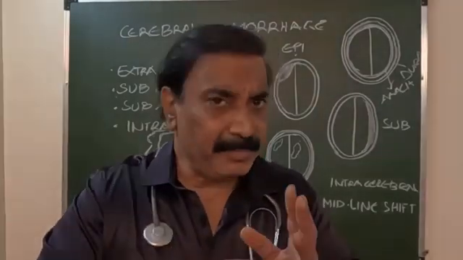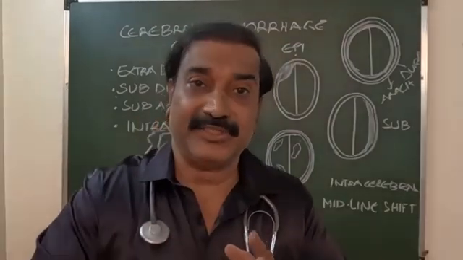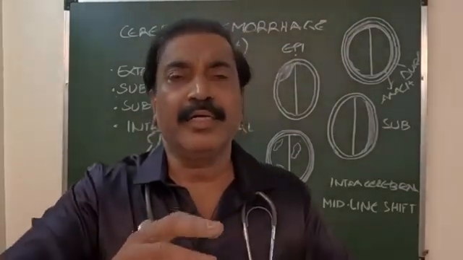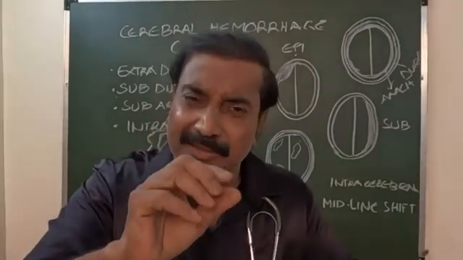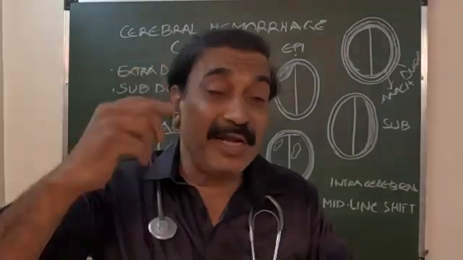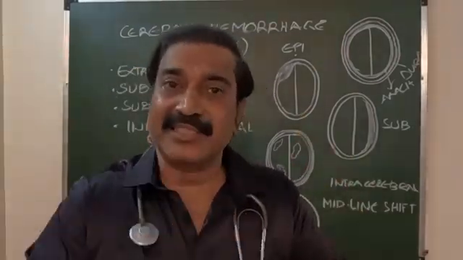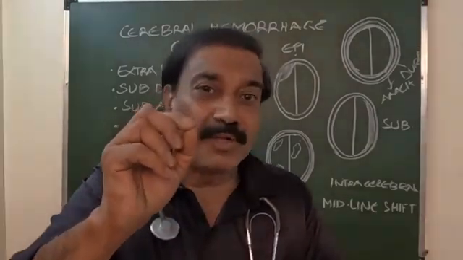So this can happen because of accidents, or number two, because of high blood pressure, or any small things. I will tell you, there may be some malformations in the blood vessels of the brain. I will tell you these three things: accidents, high blood pressure, and small malformations in the brain.